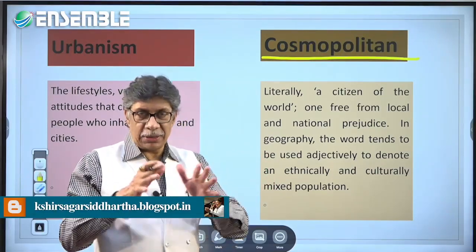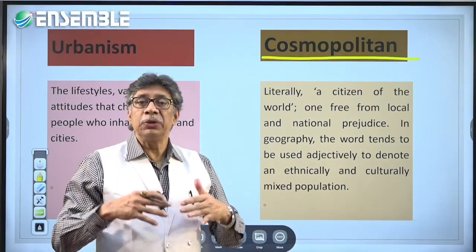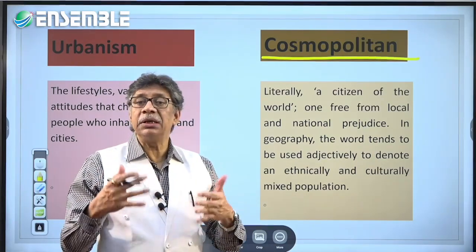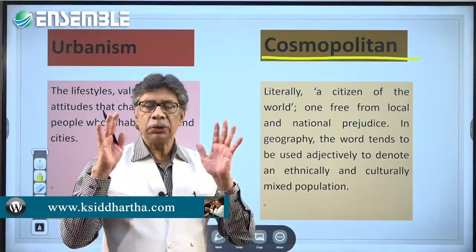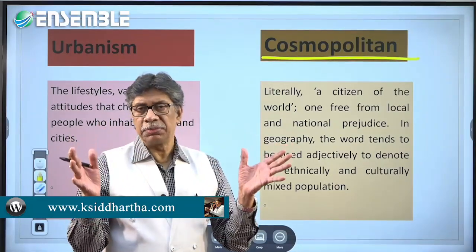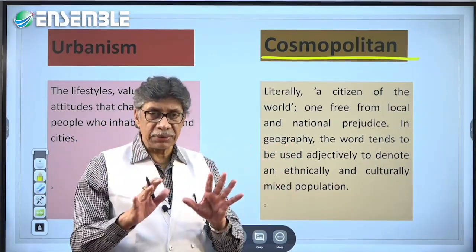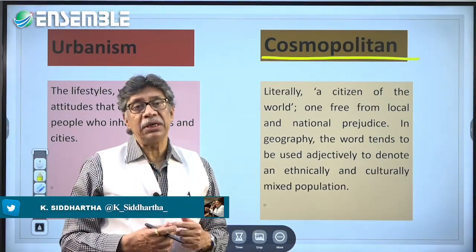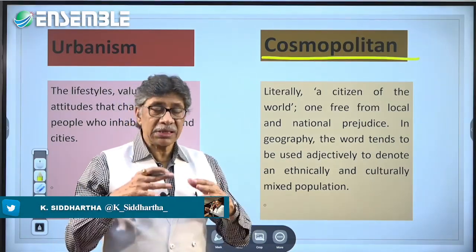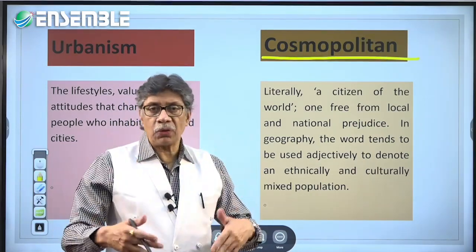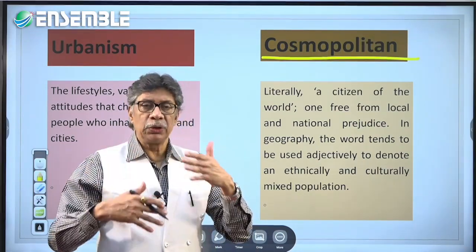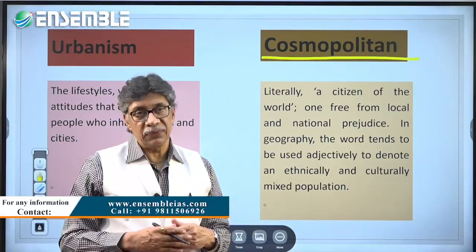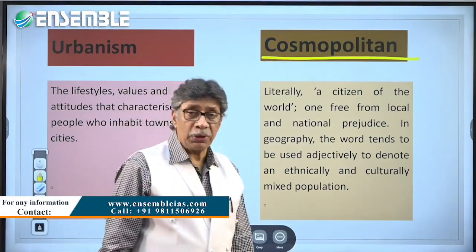In geography, the word tends to be used adjectivally to denote an ethnically and culturally mixed population. Your concept of beauty is completely different. Your concept of attraction is completely different. Your concept of a lot of things happens to be very different in this case. That's largely because you have evolved your concept in such a manner that you tend to become different. That is a cosmopolitan citizen.